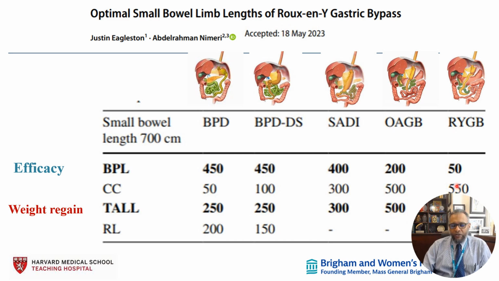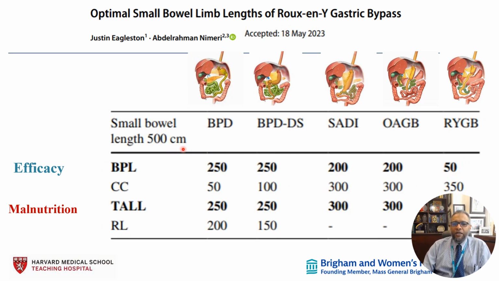Now, if you change one thing, which is that assumption, and now the small bowel length is 500, you'll notice that the biliopancreatic limb changes, but still BPD, DS, and SADI have a longer biliopancreatic limb, but now OAGB is as effective as these procedures, and that explains variability in outcomes.